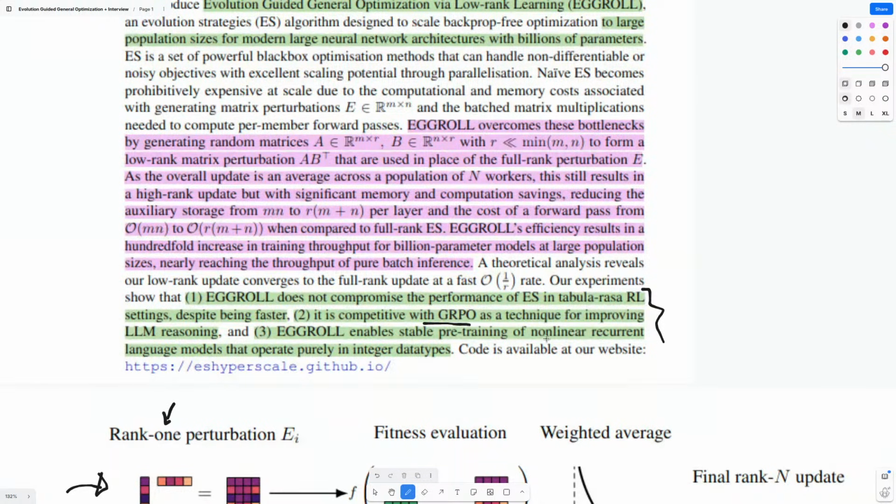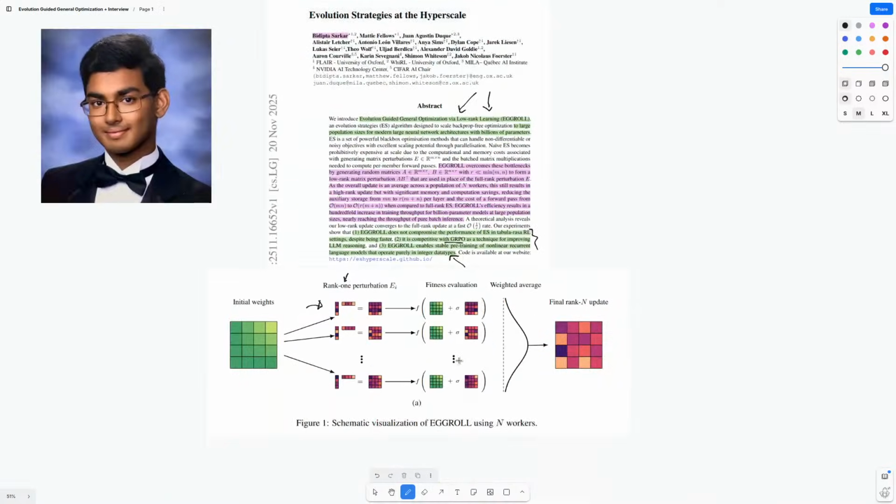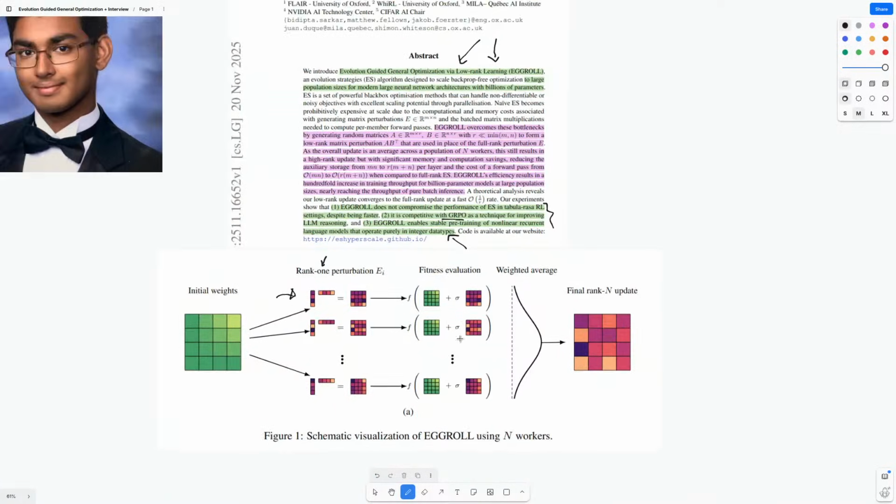And Eggroll enables stable pre-training of nonlinear recurrent language models. This one is a bit intense, right? They made a model that is called Egg, and it only works in purely integer data types. There's no activation function because there's already a nonlinearity over there. Pretty wild stuff, but I have a lot of questions about it.